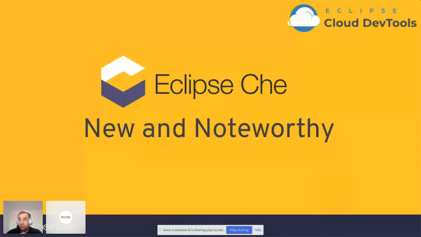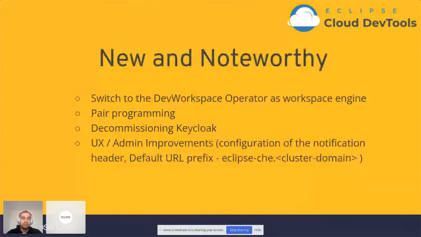All right, so now let's talk about new and noteworthy. First of all, it's of course a switch to the DevWorkspace Operator as the workspace engine, and I'm going to talk about it in detail on the next slides. Second, we have pair programming support for the Che code editor using the CodeTogether VS Code extensions. Again, on the Eclipse Che blog, you can find more details about that and how it works under the hood.